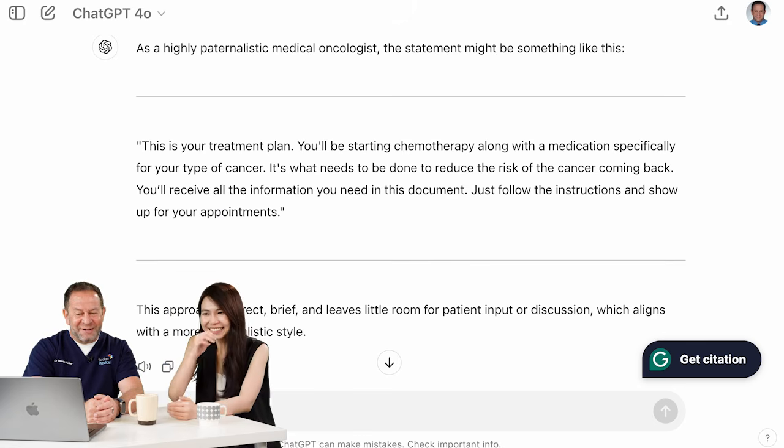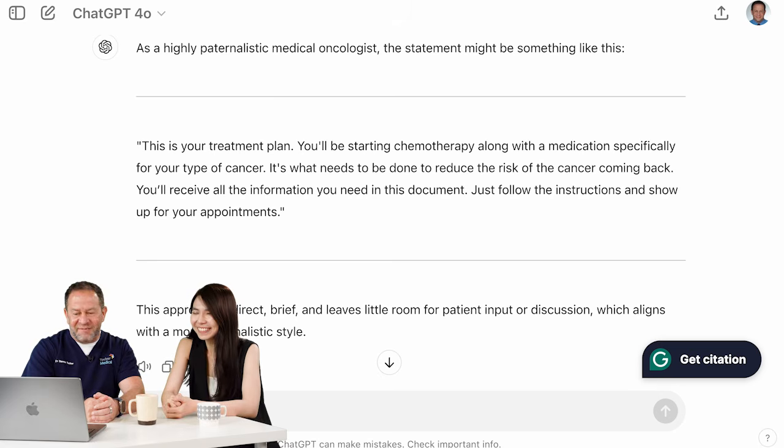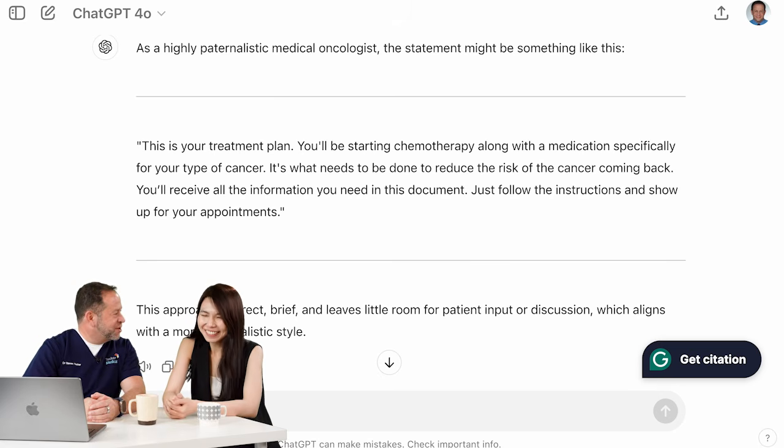This is your treatment plan. You'll be starting chemotherapy with medication for your cancer tomorrow. It needs to be done to reduce the risk of cancer coming back. You've got all the information in this document. Just follow the instructions and come to your appointment.